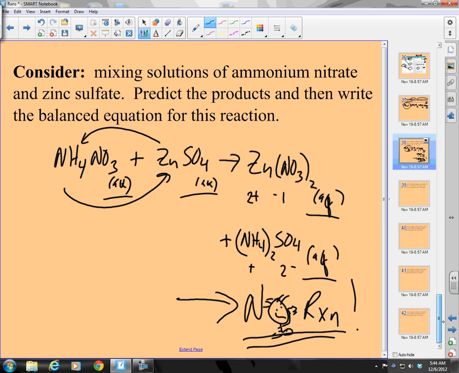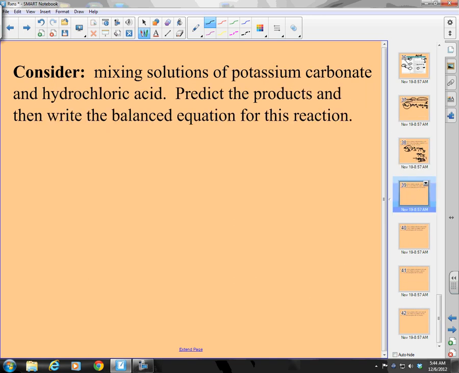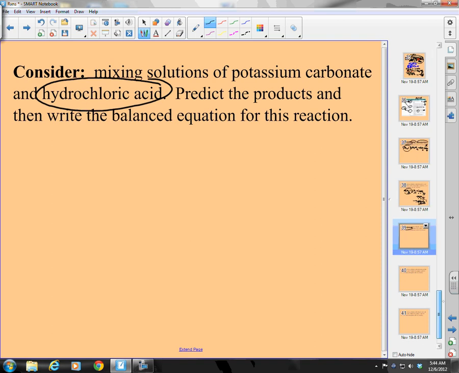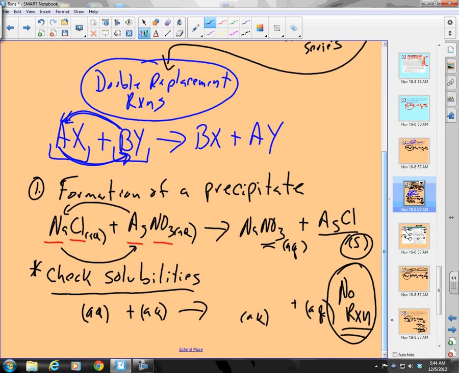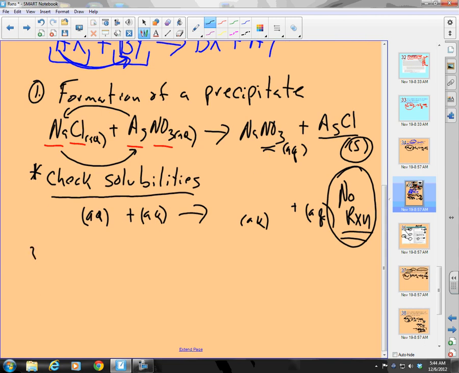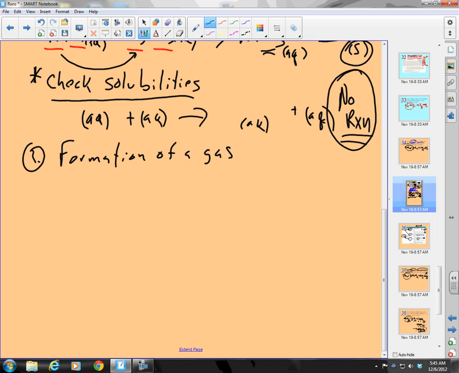Good. Moving on. We're going to mix solutions of potassium carbonate and hydrochloric acid. Okay, we have something else going on here, right? I have an acid, so that must mean there is another type of double replacement reaction, and there is. And it is, I like to say, formation of a gas. All right, now there's several, but I want you to know 2 formations of gas.